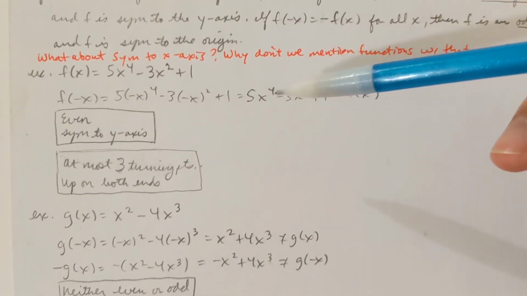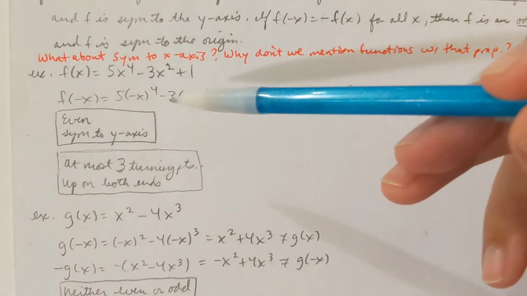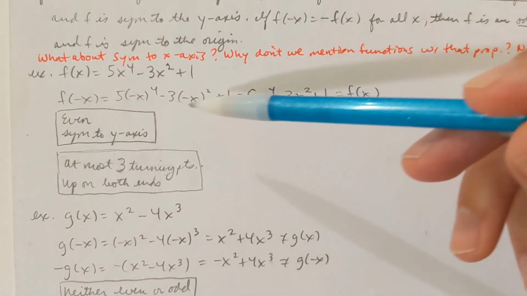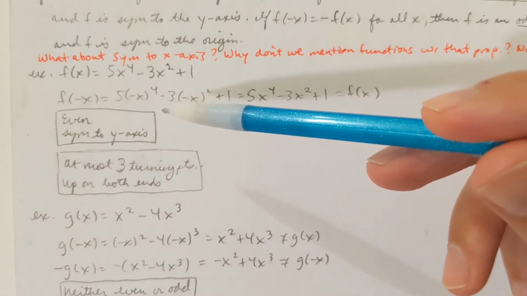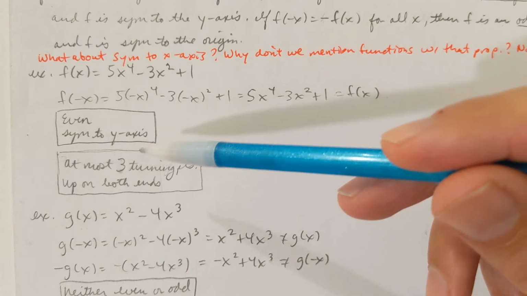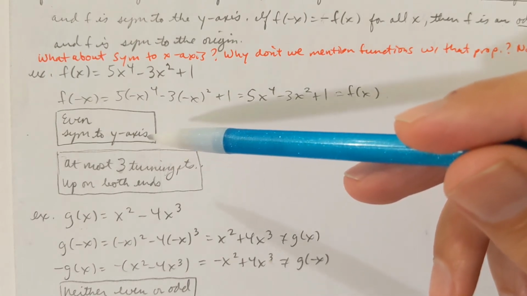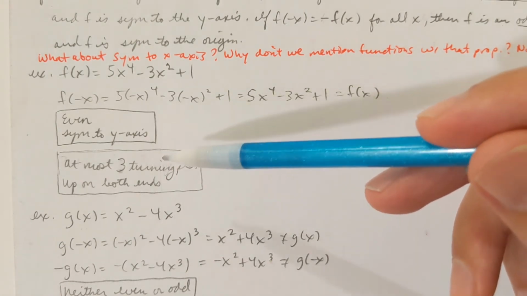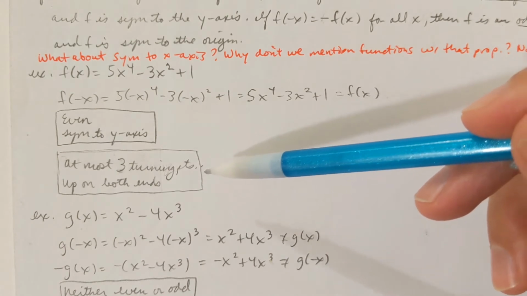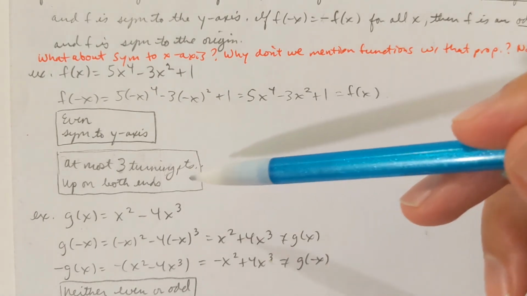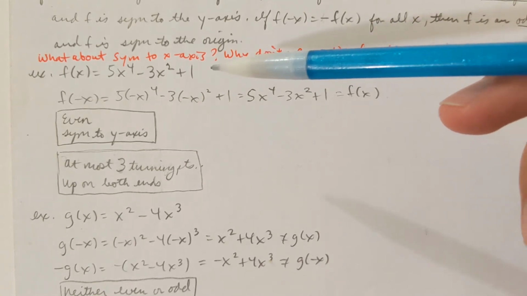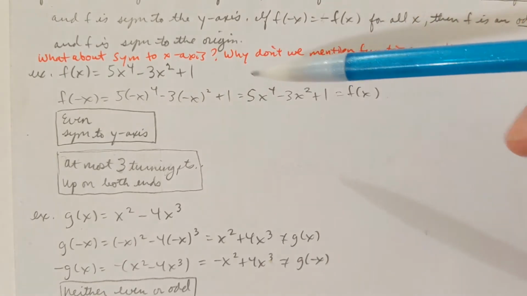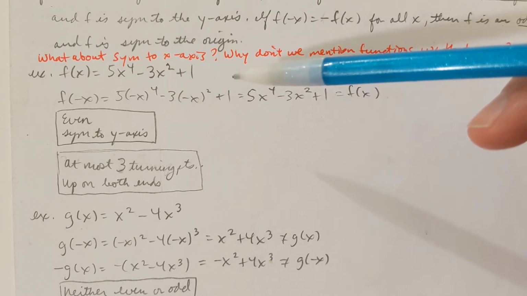Okay, here's an example. In these examples, I determine if the function is even or odd, then what kind of symmetry there is, then at most how many turning points there are, and then what happens on both ends. So for example, suppose that f of x is equal to 5x to the fourth minus 3x squared plus 1.